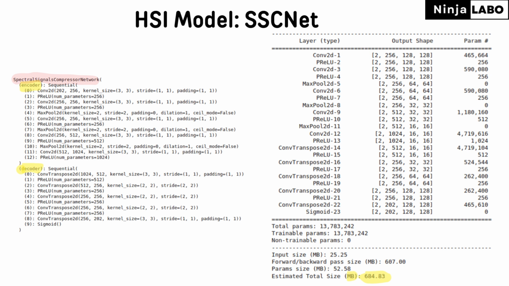So in the autoencoder architecture, the bottleneck part is the compressed data. The original size of SSCNet is nearly 700 megabytes. This is too large for onboard processing for most CubeSats. That's why compressing the model makes sense.